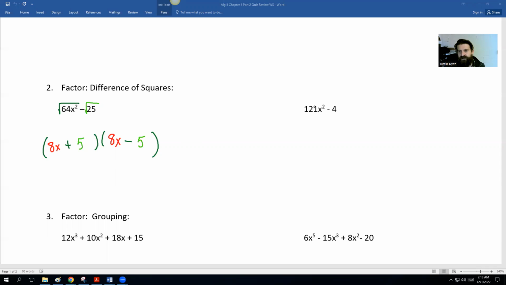All right, next we got this one here. You can pause it if you want to try it on your own. We're going to have one plus and one minus. We take the square root. The square root of 121 is 11, so we got 11x. And the square root of 4 is 2. So we got 11x plus 2 and 11x minus 2.